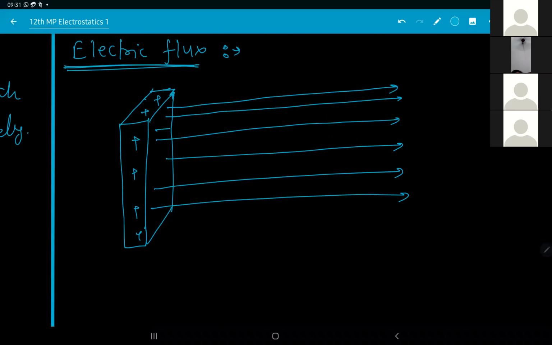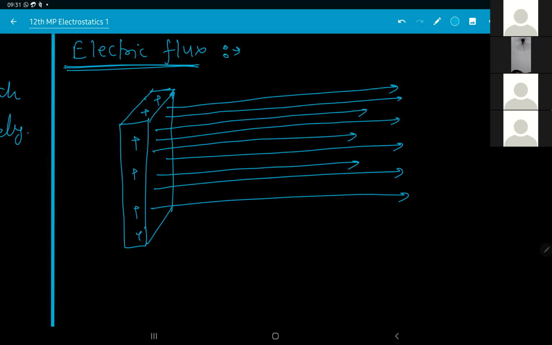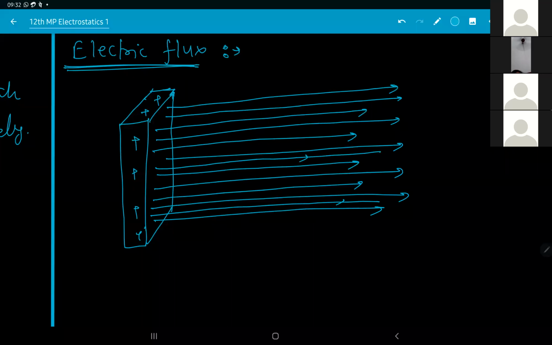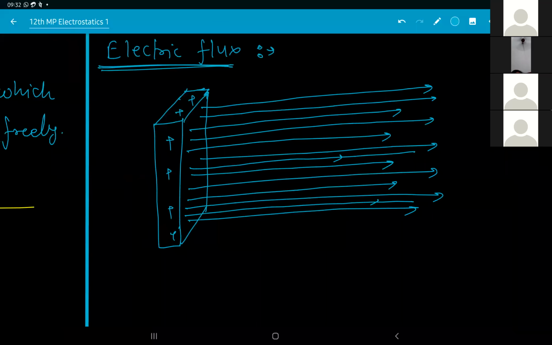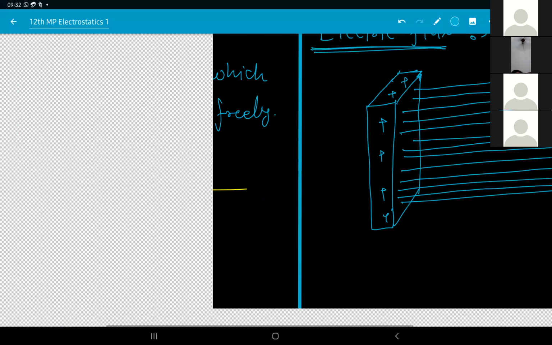Is that clear? These will be the electric field lines. All will be parallel to each other, perpendicular to the surface. Keep in mind, electric field lines always enter and emerge perpendicular to the surface of the conductor. एक property तो यही हो गई. Yes, correct. Now see in this.